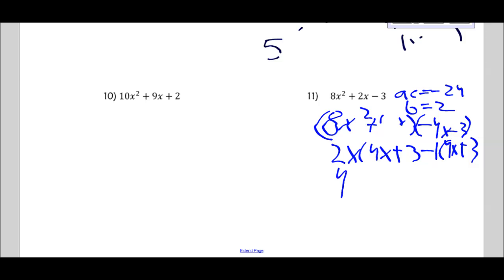There's going to be 4. We're going to get 4x plus 3. And look into greatest common factor.